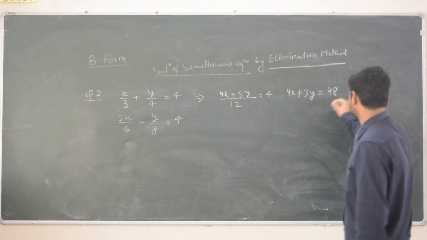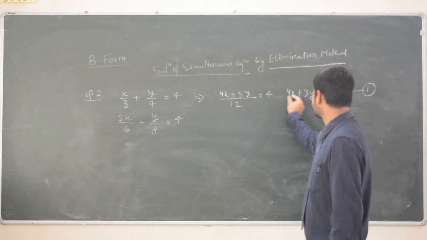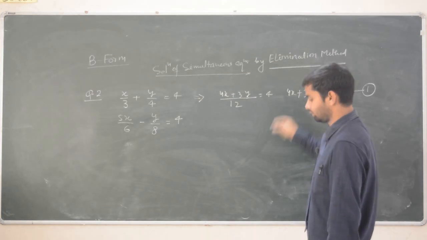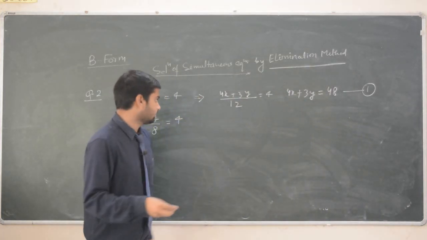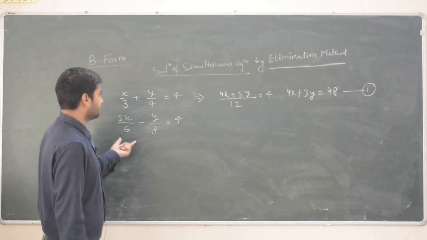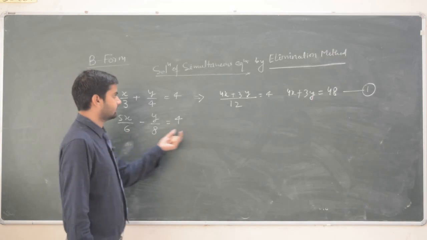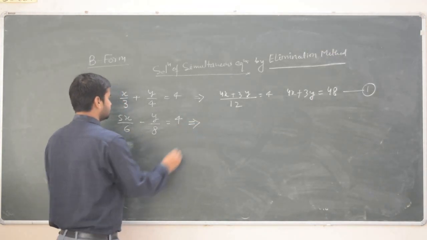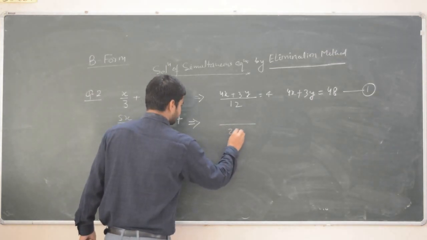Now mark this expression as equation 1, because here the coefficient of x and the coefficient of y are integers. It is easier to solve with integer numbers as compared to fractions. Okay, so we will solve equation 2 so that its coefficients become integers.